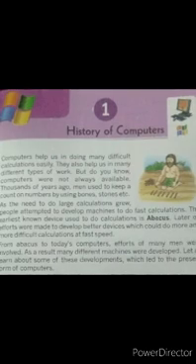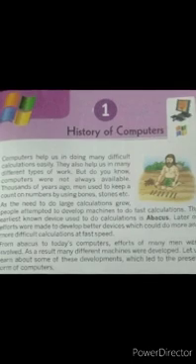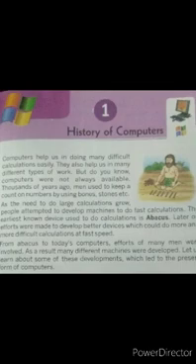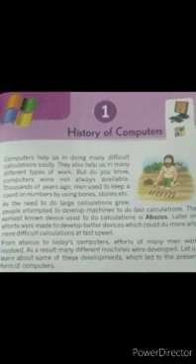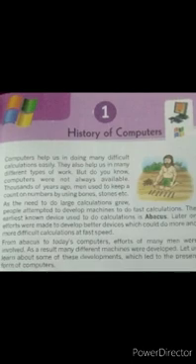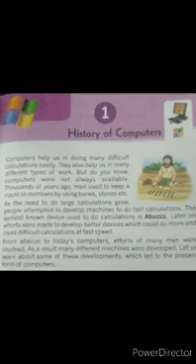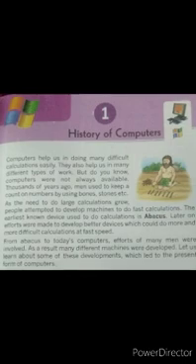Thousands of years ago, men used to keep account on numbers by using bones, stones, etc. As the need to do large calculations grew, people attempted to develop machines to do fast calculations. The earliest known device used to do calculations is abacus. Later on, efforts were made to develop better devices which could do more and more difficult calculations at fast speed.